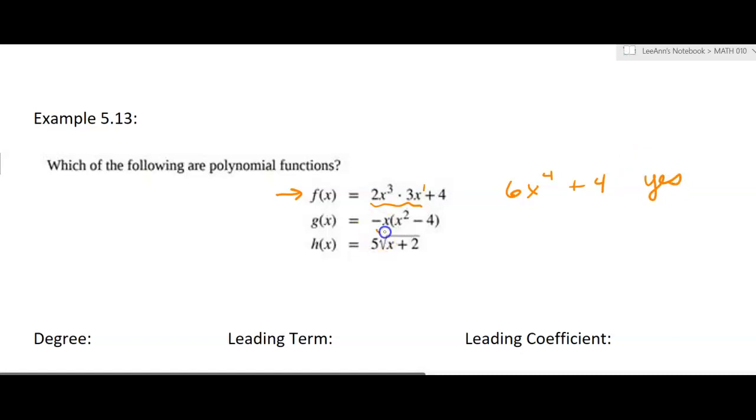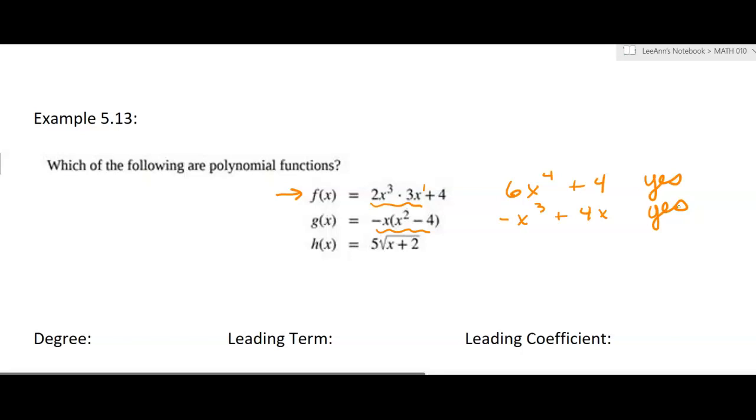All right, what about this one? Well, I can distribute, and I get negative x cubed plus 4x. Yes, that is polynomial. My exponents are positive integers, 3 and 1. My coefficients are negative 1 and 4, so that's okay.